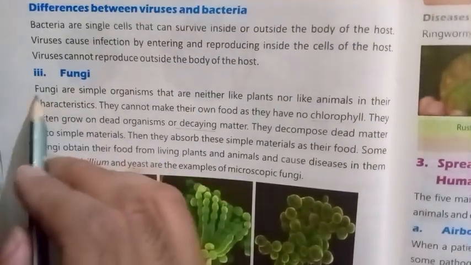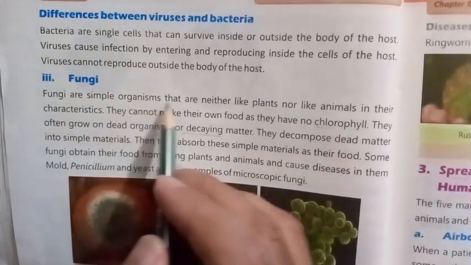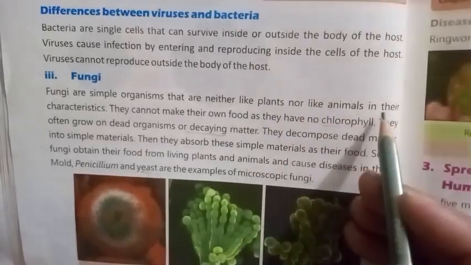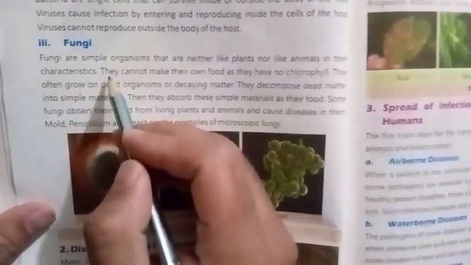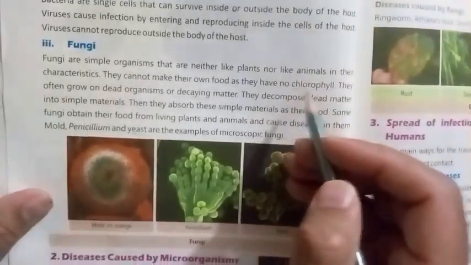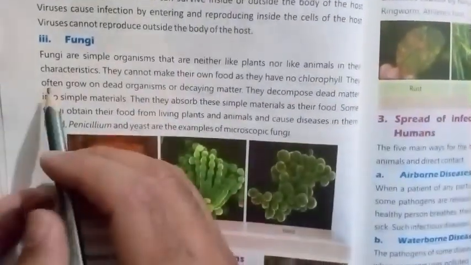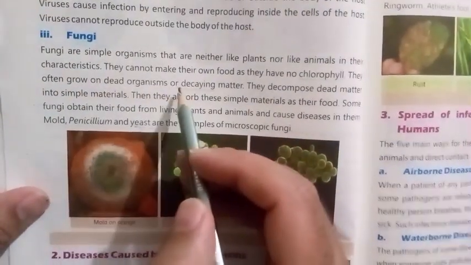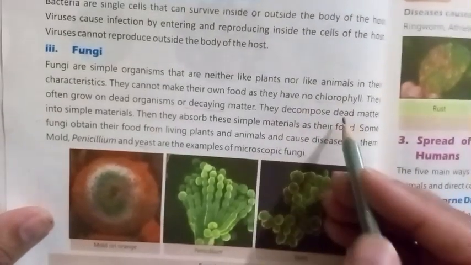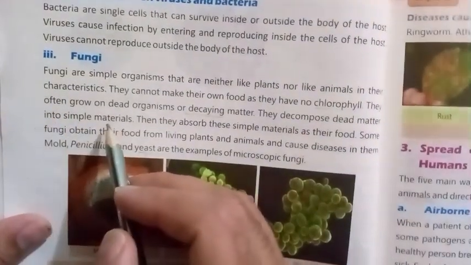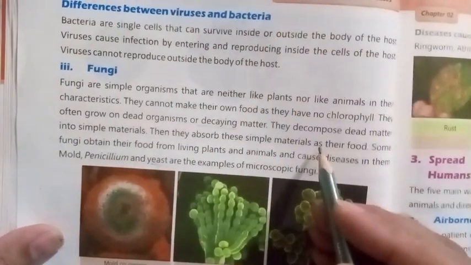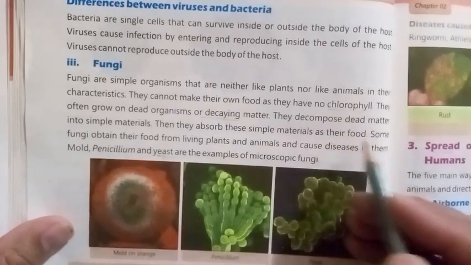Number 3. Fungi. Fungi are simple organisms that are neither like plants nor like animals in their characteristics. They cannot make their own food as they have no chlorophyll. They often grow on dead organisms or decaying matter. They decompose dead matter into simple materials. Then they absorb these simple materials as their food.